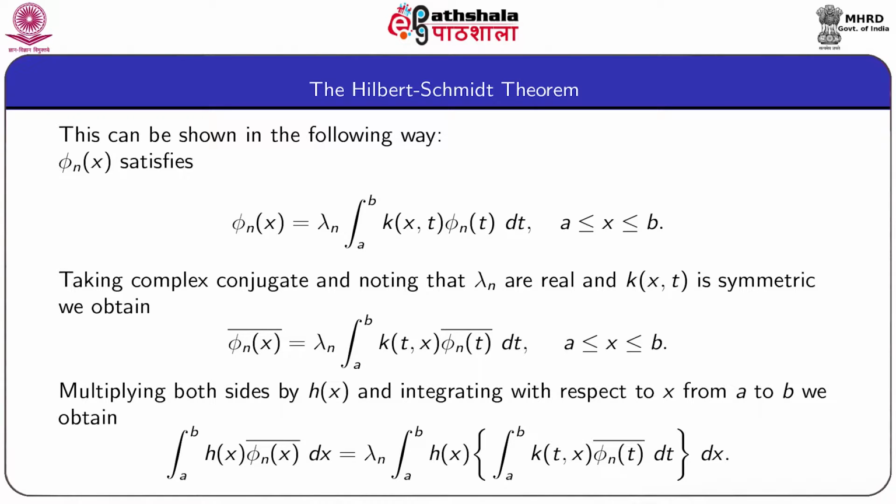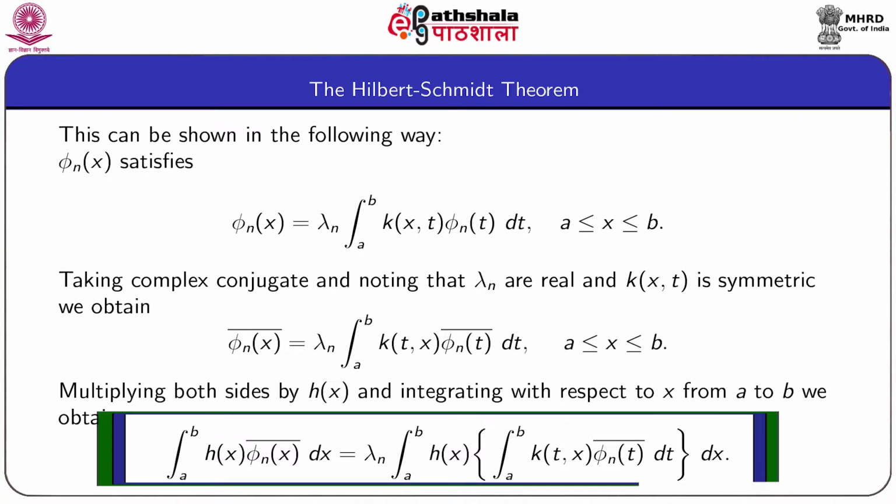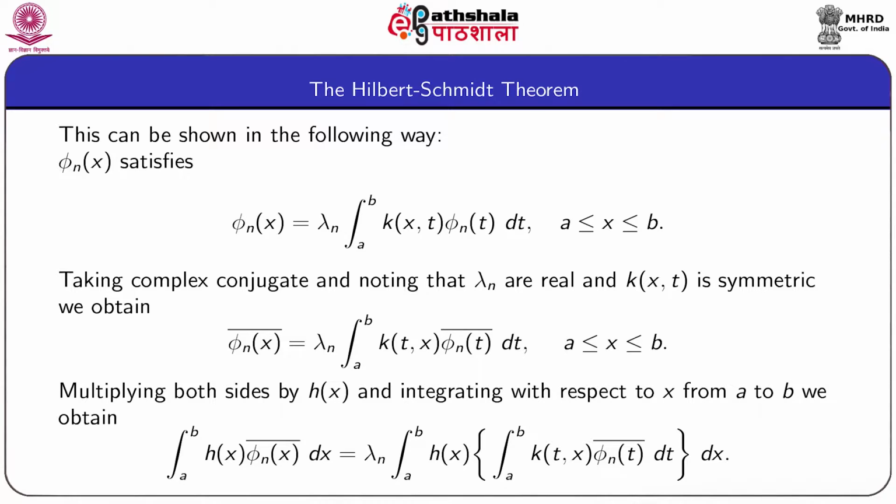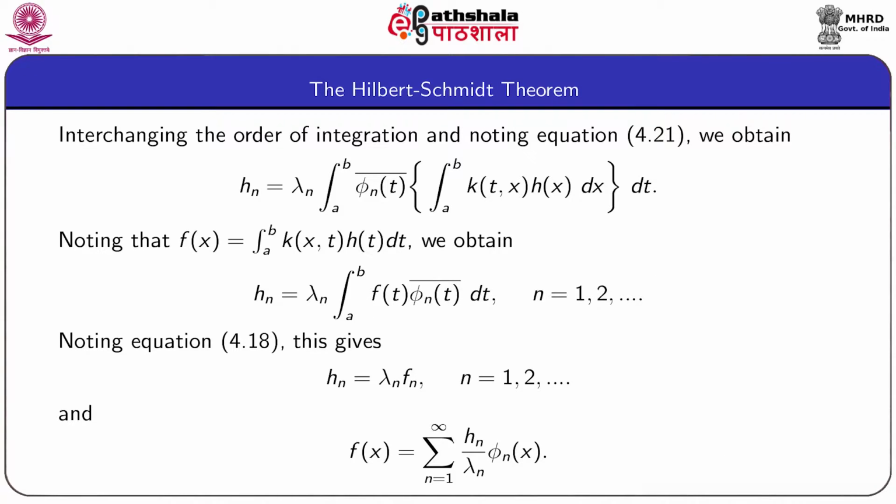Now we multiply this equation on both sides by the function h(x) and integrate with respect to x from a to b to obtain integral a to b h(x) phi n bar(x) dx equal to lambda n integral a to b h(x) dx integral a to b k(t,x) phi n bar(t) dt. Now the left hand side, as you can see, is the inner product of h and phi n(x), so that it can be written as h_n, and in the right hand side we interchange the order of integration to obtain h_n equal to lambda n.